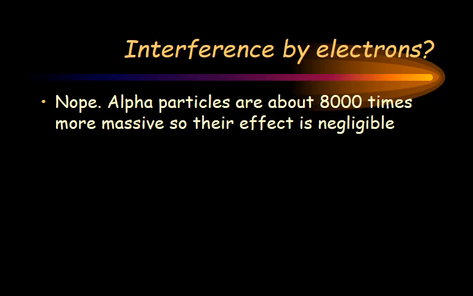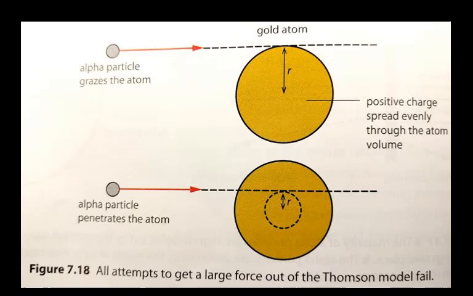Alpha particles are about 8,000 times more massive than electrons. So can it be the interference of electrons that's showing this deflection? No, that's not what's causing what's going on.